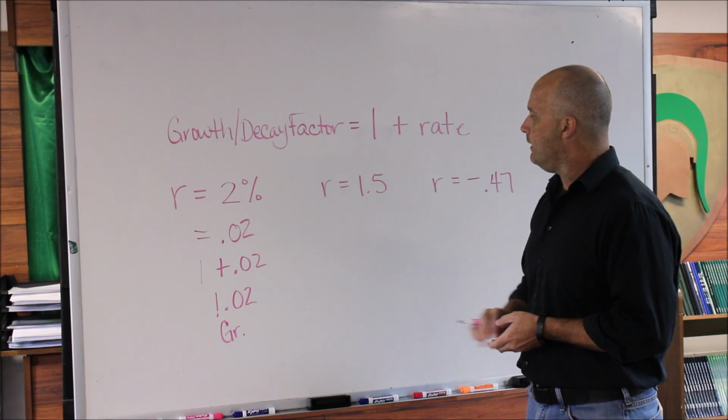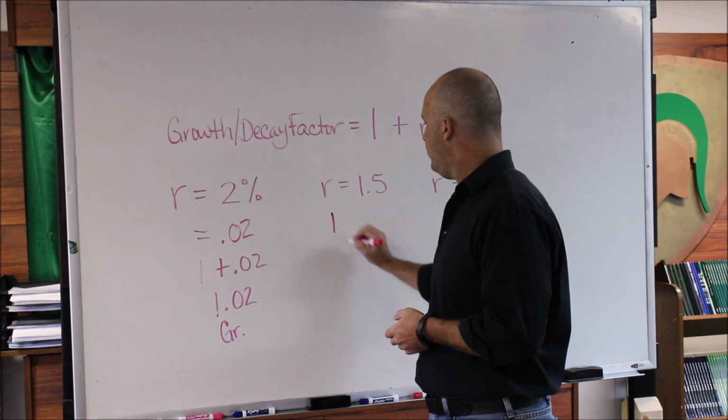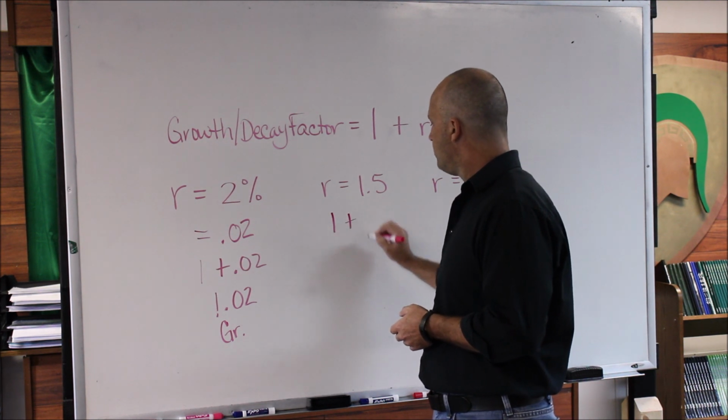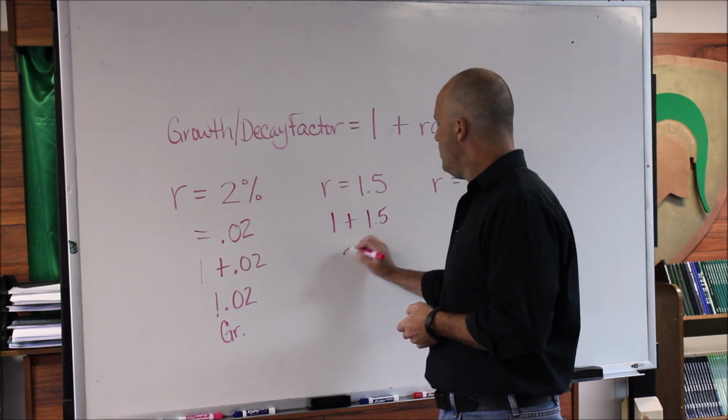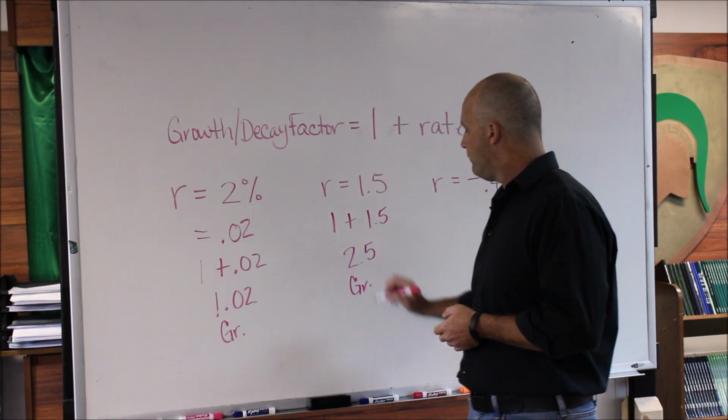If you have a rate of 1.5, then what you would do again is go ahead, it's already in decimal form, so just add it to 1, and then you get a growth factor of 2.5.